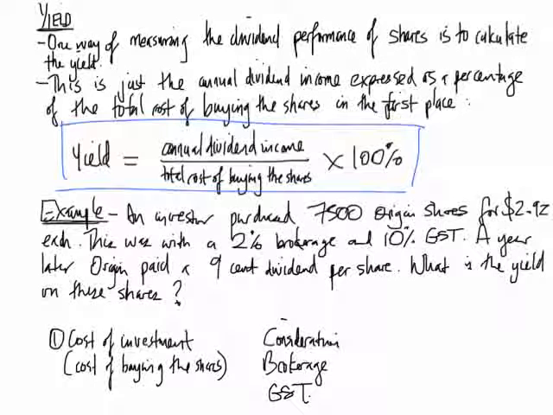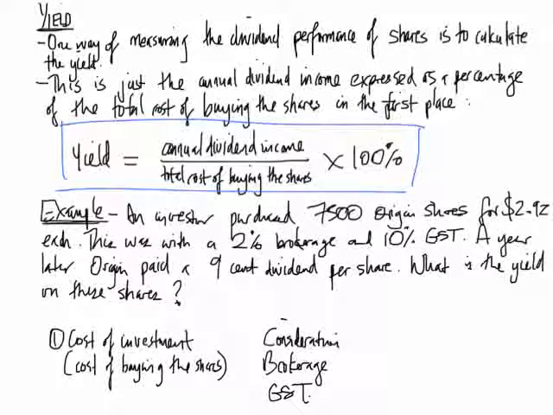So in basic terms, this is just the annual dividend income expressed as a percentage of the total cost of buying the shares in the first place. So your formula will look like this. Yield is equal to the annual dividend income. In the previous videos, we worked out how to work out how much you get in dividends, and divide that by the total cost of buying the shares in the first place. Work out the answer, times it by 100%, and you get the yield as a percentage.